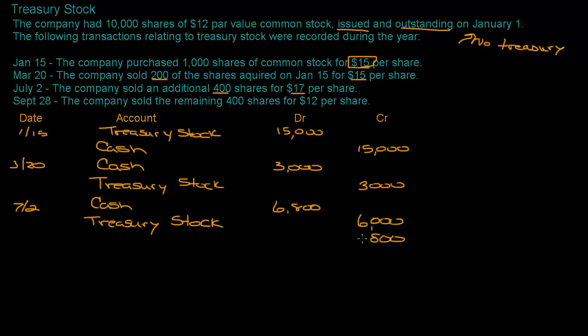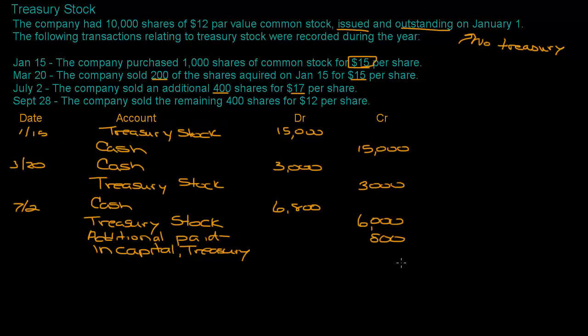Additional paid in capital is used when you sell stock for more than the stated value or the par value. So in this case, our stated value is $15 per share. We sold the shares for 17, so that's $2 per share more times 400 shares, which is our $800. So we're going to call this additional paid in capital treasury. Additional paid in capital treasury, $800.